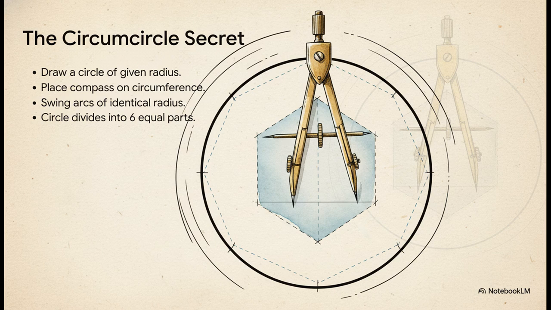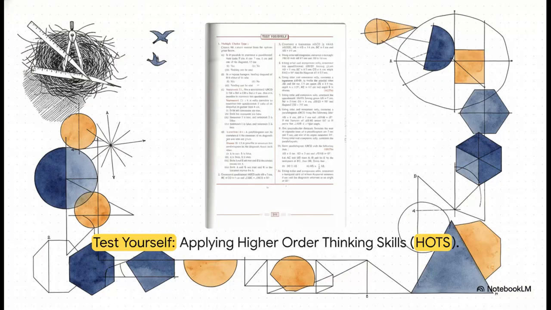The real magic trick here is that the radius of the outer circle is perfectly identical to the side of the hexagon itself. Because of this, once you draw your initial circle, you never even have to adjust your compass again. You just lock it in, place the needle on the edge, and literally walk your compass step by step around the circumference, making little cuts. Those cuts automatically find all 6 vertices with flawless precision. It's brilliant.